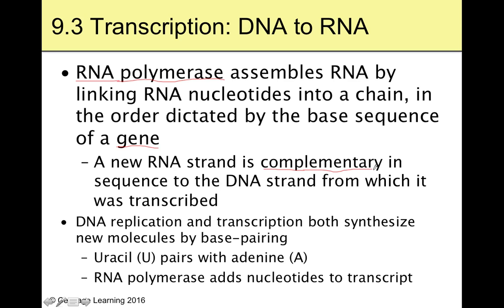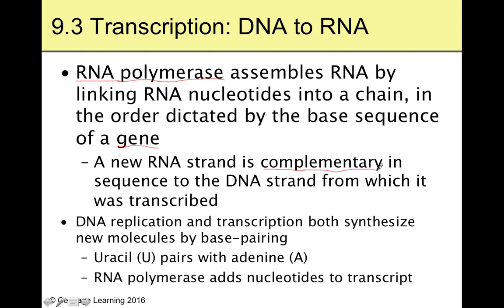So a C in the DNA is bonded with a G in the RNA, and a G in the DNA is bonded with a C in the RNA. A T in the DNA would be bonded with an A in the RNA. And the tricky one, an A in the DNA is bonded with a U in the RNA. So don't let that trip you up.